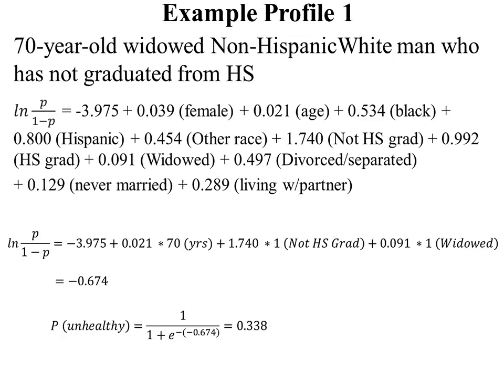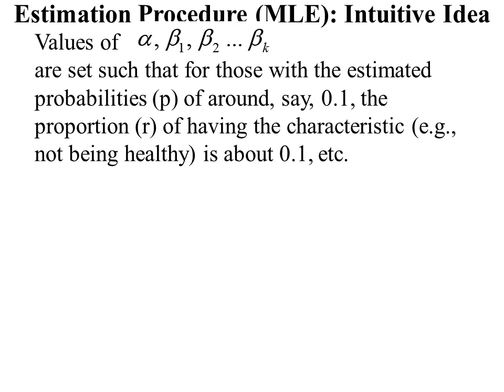Let's put the data for a respondent into the estimated equation. The respondent is a 70-year-old, widowed, non-Hispanic white man who had not graduated from high school. By substituting his values into the equation, we get minus 0.674 as an estimate of his log odds of being self-reportedly unhealthy. Substituting minus 0.674 into the logistic function form, his probability of being self-reportedly unhealthy is estimated to be 0.338, that is, 33.8%.